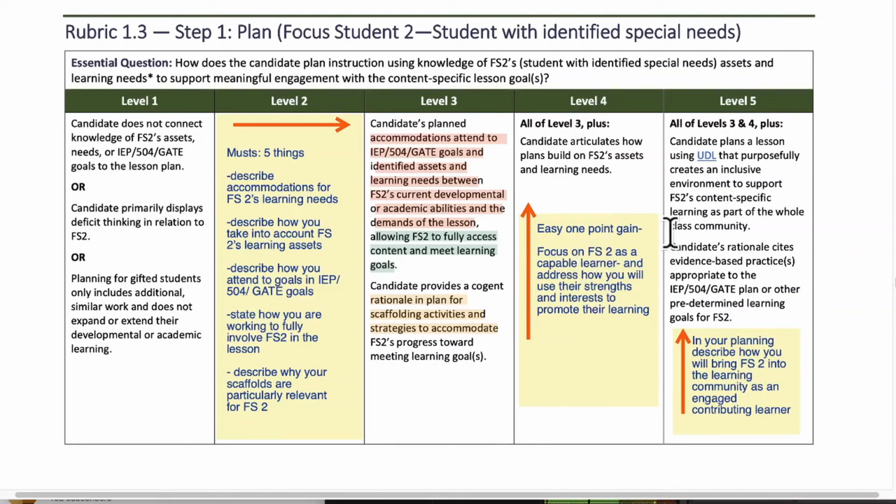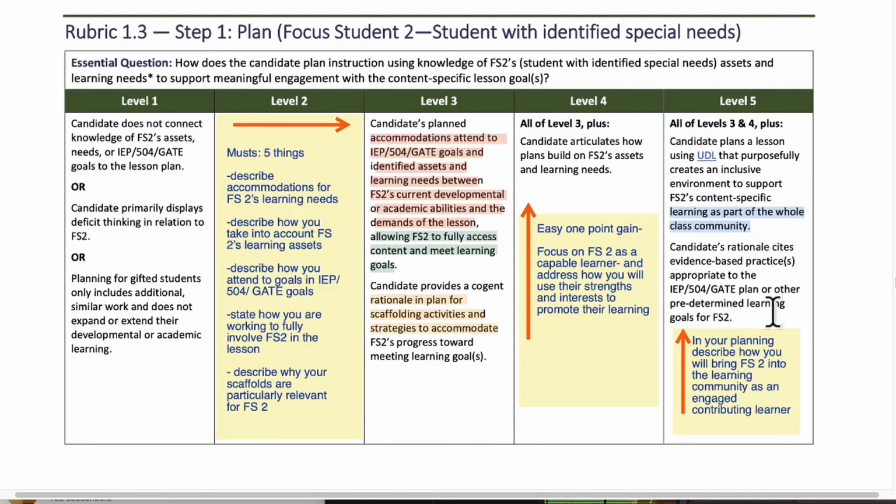level four. Easy 1 point gain, focus on focus student 2 as capable learner, and address how you will use their strengths and interests to promote their learning. Okay. For level 5, candidate plans a lesson using UDL framework again. And a big piece of this one is this last piece, is how are they a part of the whole class community? If you're moving towards level 5, do describe that. Make it clear that you understand them as part of the whole community, that they're an integral part of it, and not just separate and different.